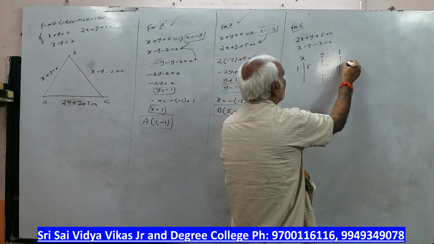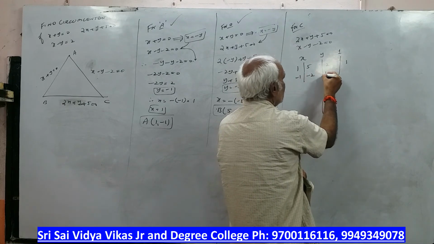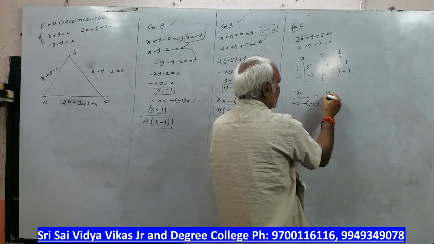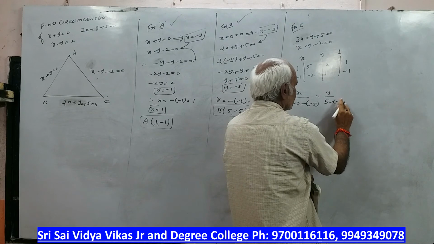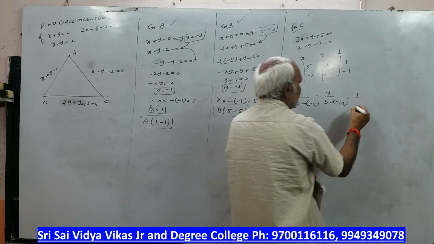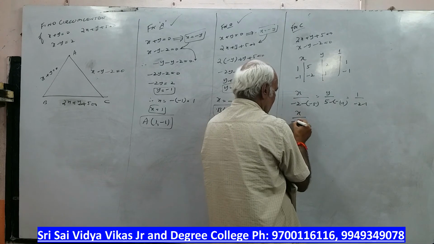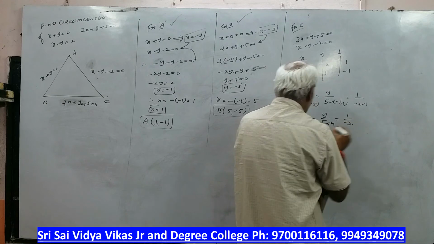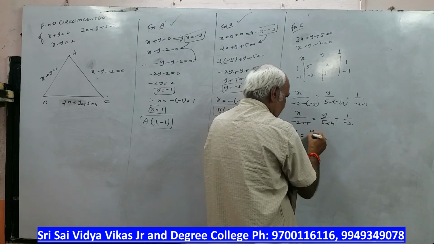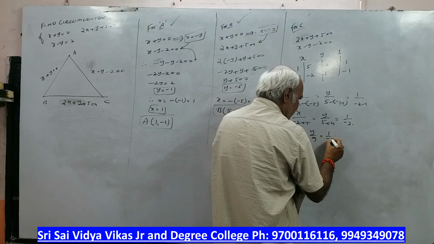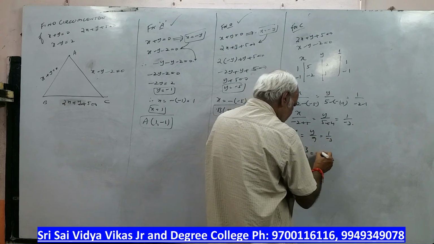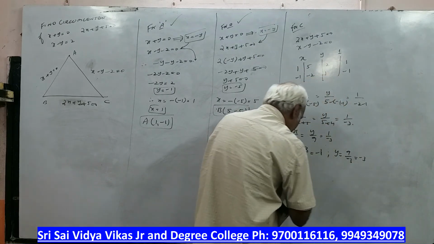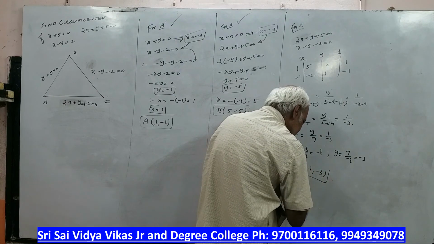1, 5, 2, 1. Minus 1, minus 2, 1, minus 1. X by minus 2, minus 5. Y by minus 4. 1 by minus 1. 5 plus 4. 1 by minus 3. X by 3 is equal to y by 9 is equal to 1 by minus 3. Therefore, x is equal to 3 by minus 3, minus 1. And y is equal to 9 by minus 3, minus 3. Therefore, what is the c point? Minus 1 comma minus 3.